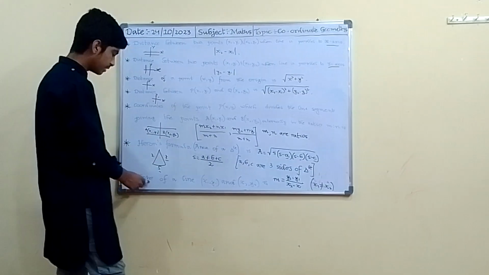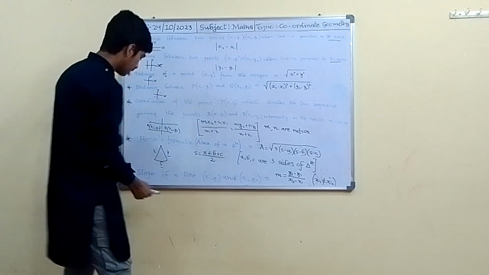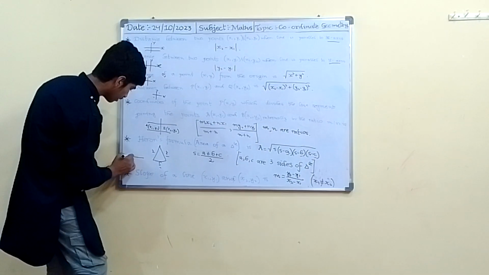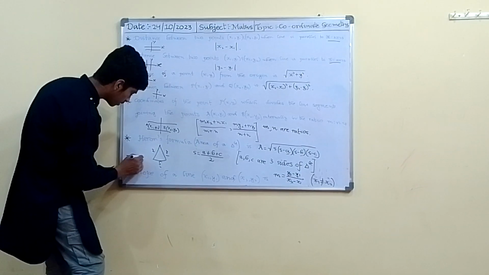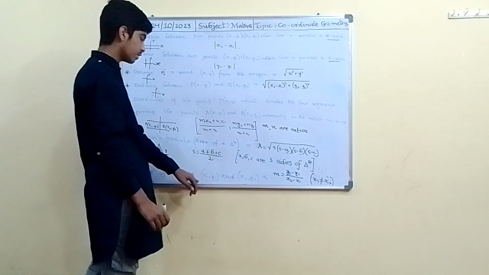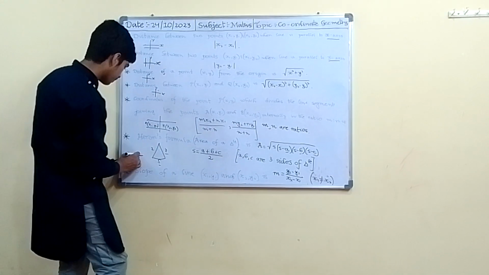And the last formula is slope of a line. Slope of a line means if a line is given with points x1, y1 and x2, y2, and we have to find the slope of the line.